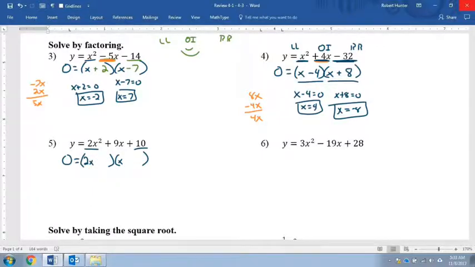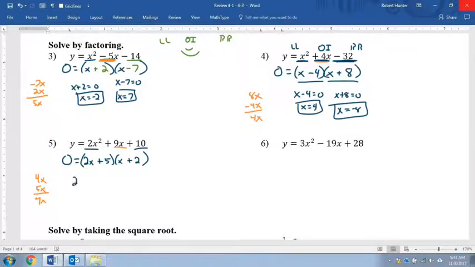So instead of 5 and 2, let's switch them, let's make this the 5 and that the 2. Try a different combination. So 2 times 2 is 4x. 5 times 1 is 5, so 5x. Those add up to 9x. That's my middle term. So we're good. Yay!